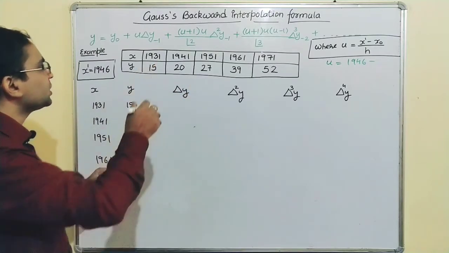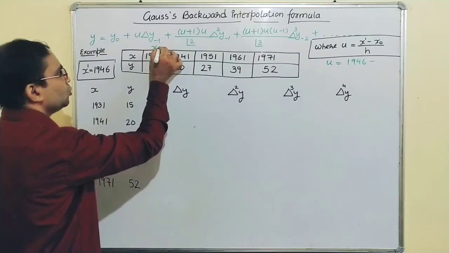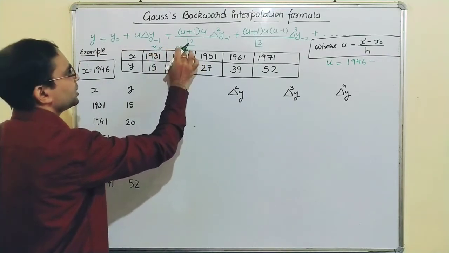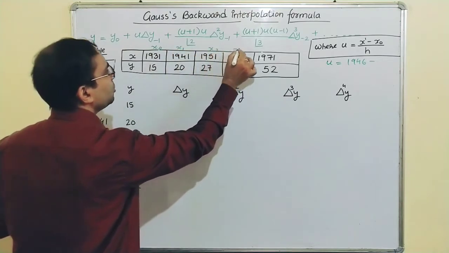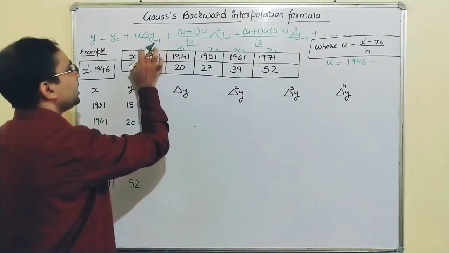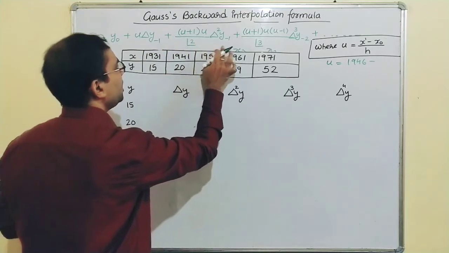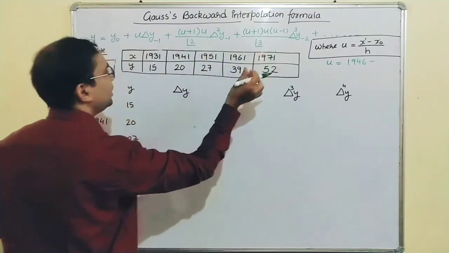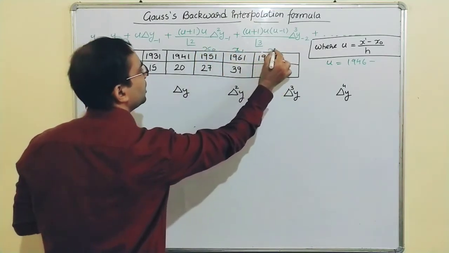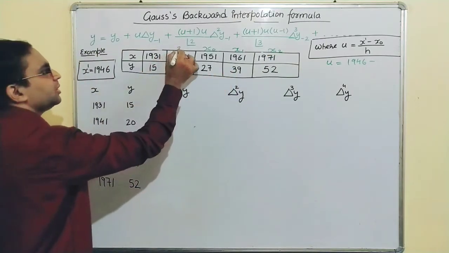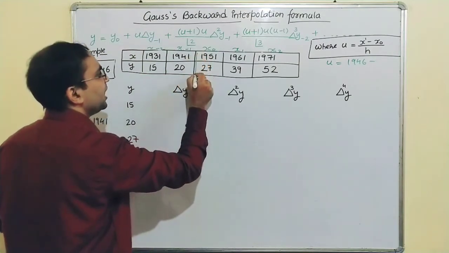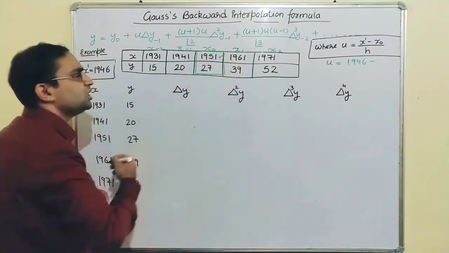So here, let's say we have x1, x2, or let's call it x0. Let's start x0, x1, x2, x3 and x4. This is in the forward difference formula, but here we will not write x0 from here because we are taking central difference. So we'll take the center value as our x0, then we'll increment, this will be x1, this will be x2, and on the left hand side we'll decrement, this will be x minus 1, and this will be x minus 2. So what is x0? The x0 is 1951.